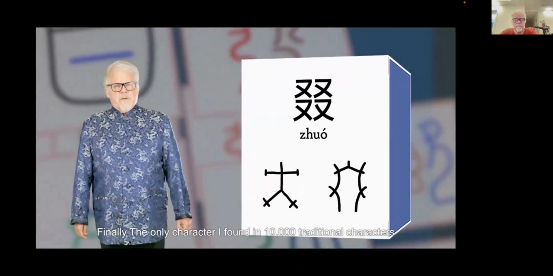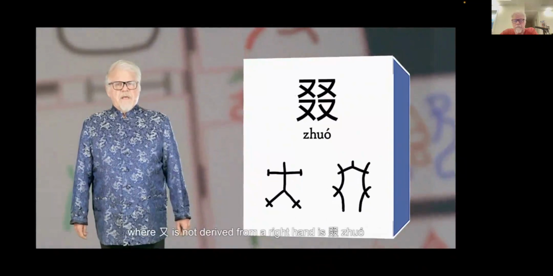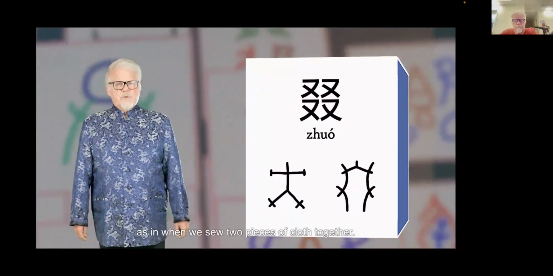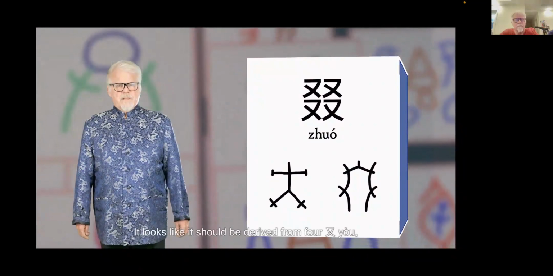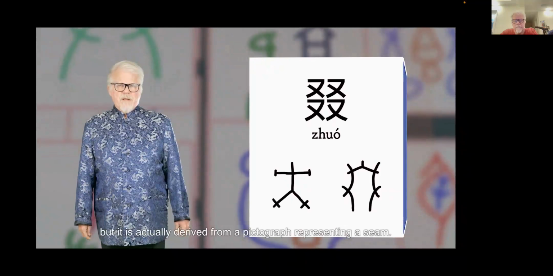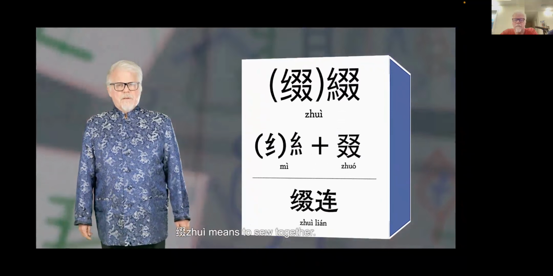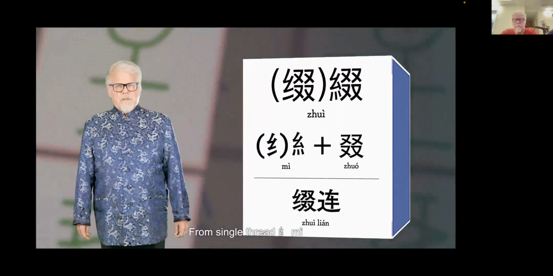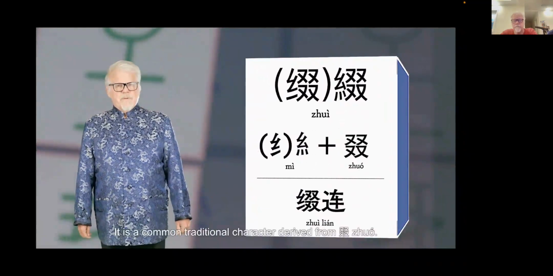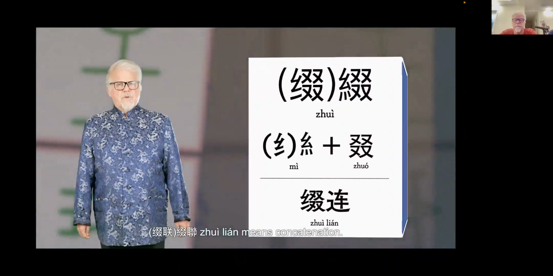Finally, the only character I found in 10,000 traditional characters where yo is not derived from the right hand is zhou, which means a seam, as in when we sew 2 pieces of cloth together. It looks like it should be derived from 4 yo, but it is actually derived from a pictograph representing a seam. Zhui means to sew together, from single thread, mi, and related phonetic, seam, zhou. It is a common traditional character derived from zhou. Zhui lian means to concatenate.